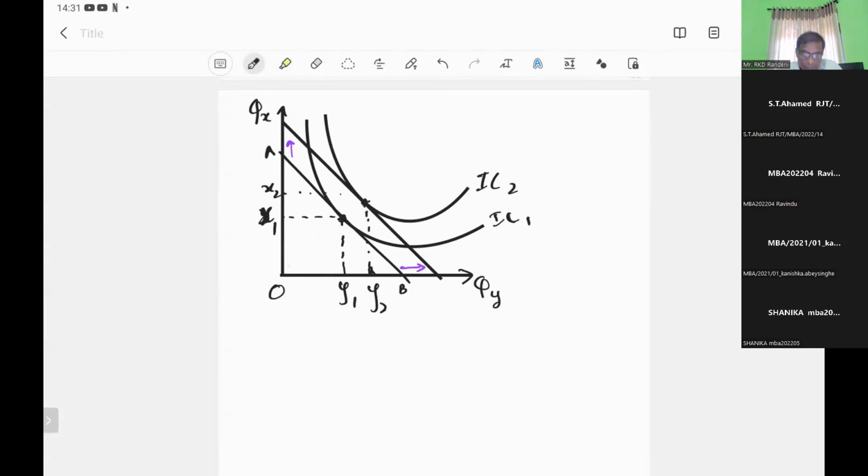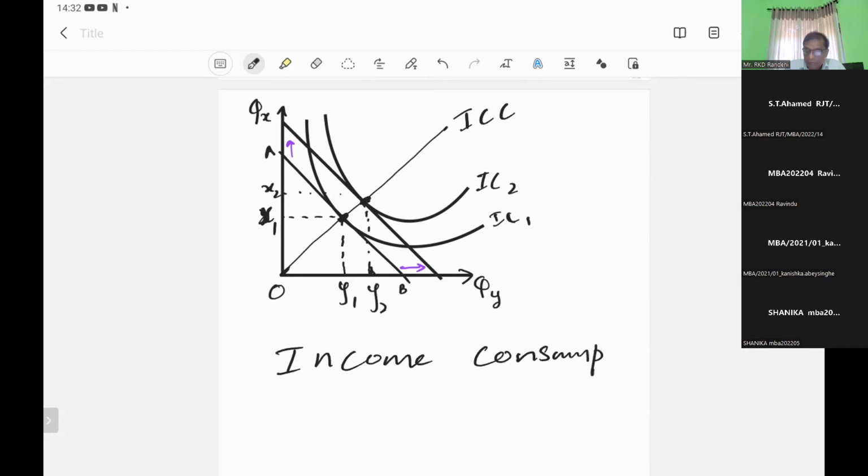You can join these points by a curve from the zero point, that is the ICC, the income consumption curve. What is the income consumption curve, right?